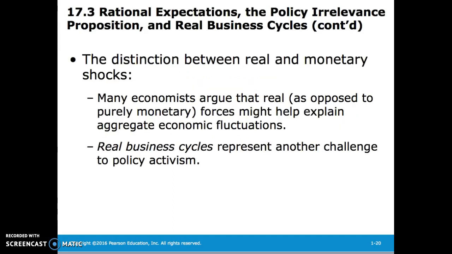The distinction between real and monetary shocks. Many economists argue that real, as opposed to purely monetary, forces might help explain aggregate economic fluctuations. Real business cycles represent another challenge to policy activism.